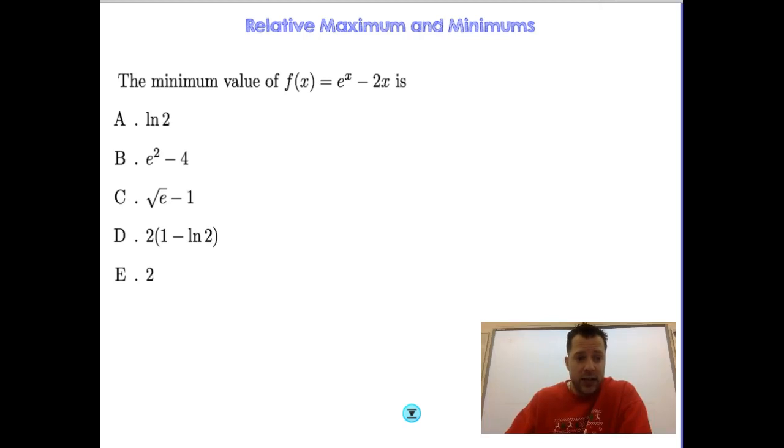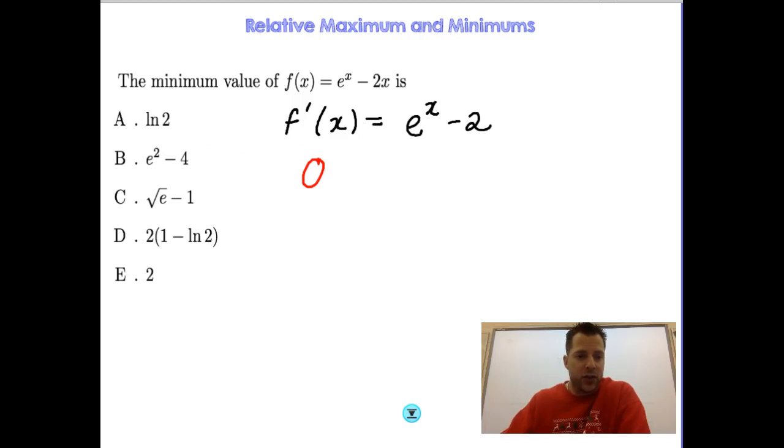In this example, I'm going to look at the minimum value of f of x equals e to the x minus 2x. So again, with all of these, you first have to find the derivative, which is going to be the derivative of e to the x, which is e to the x, and the derivative of minus 2x is just minus 2. Second step here: set your derivative equal to 0.